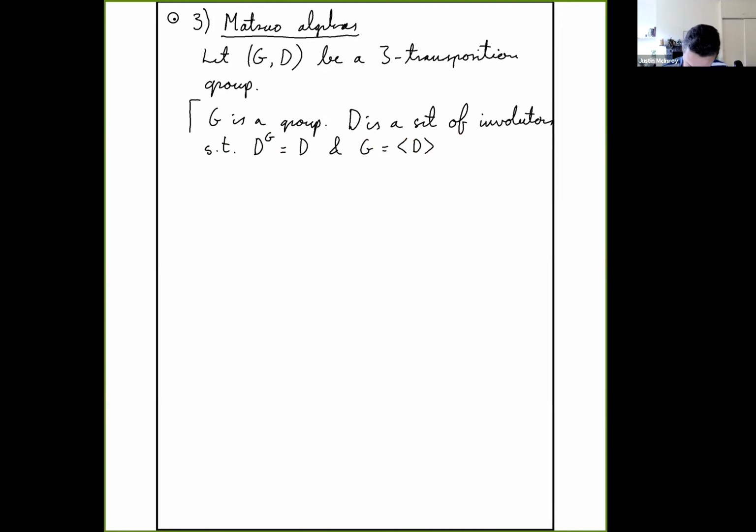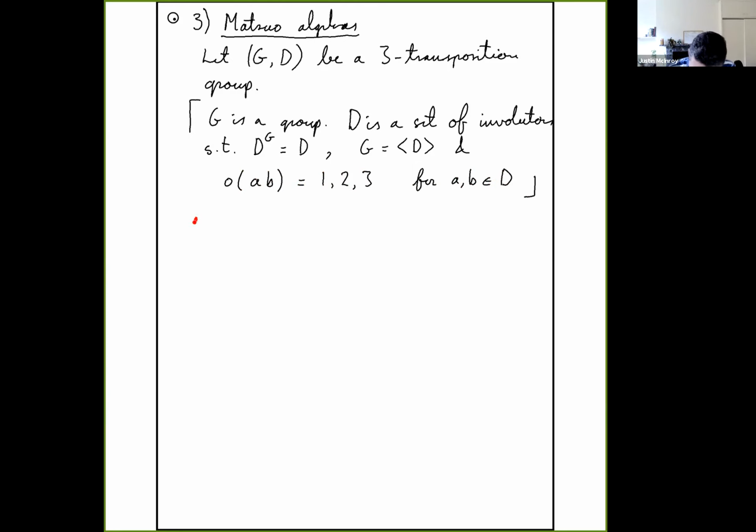And more than that, the order of a pair of elements when you multiply them is 1, 2, or 3 for any of my involutions. So it's a special type of group with a special generating set. Okay, so suppose I have one of these 3 transposition groups. How am I going to define an algebra out of these?